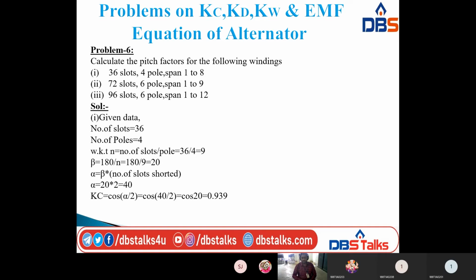And next, the formula for alpha is beta into number of slots shorted. Okay, number of slots shorted. So in the problem, we determined the n value, that is the pole pitch value is 9. Here the number of slots shorted is, take the 9 value and the coil span, that is 1 to 8. That means we have to take 8 minus 1. They have given that span is 1 to 8, but here I am taking the difference between these, that is 8 minus 1, that is 7.